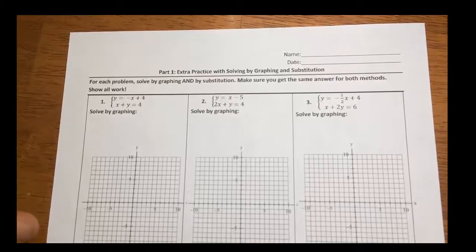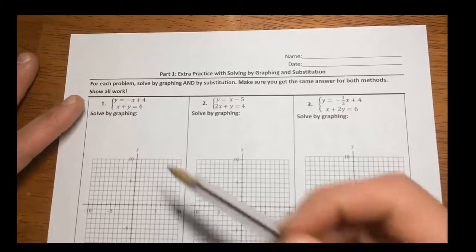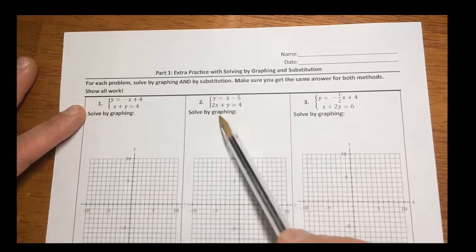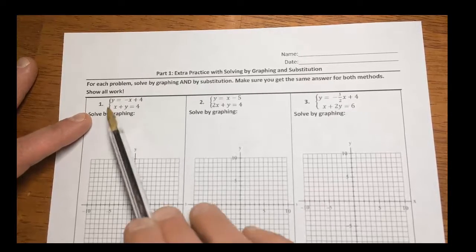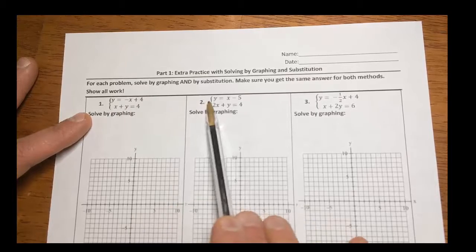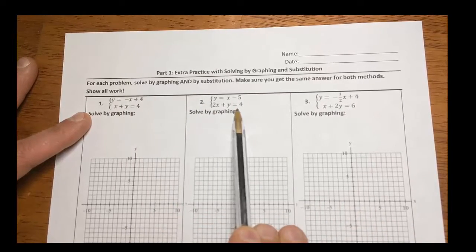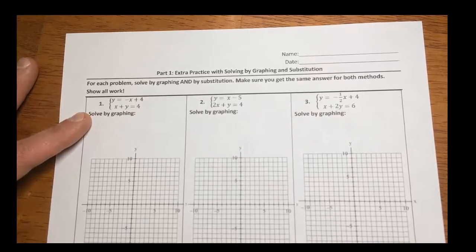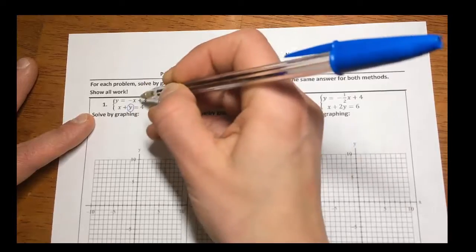Okay, this video is mainly to give you some hints on this worksheet that you'll be doing in class on Friday. So for each of these systems, you're going to solve by graphing and by substitution. To solve by graphing, it's easiest if they're in y equals mx plus b form. Each of these has the first equation already in that form, and the second equation you've got to transform. Okay, so that means you want the y by itself.